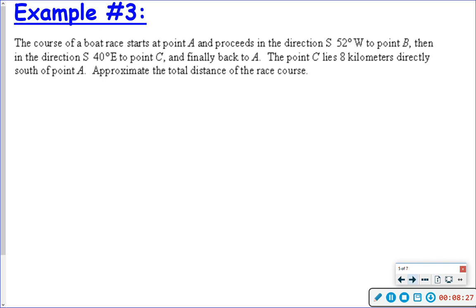All right, more drawing. Here we go. So the course of a boat race starts at point A, proceeds in the direction south 52 degrees. But okay, I'm going to stop reading. As soon as I see that southwest, I'm like, this is a throwback to chapter 4. We're talking about bearings. So I'm going to draw the compass rose, of course, north, south, west, east. And then I'm going to try to start marking out this boat race.